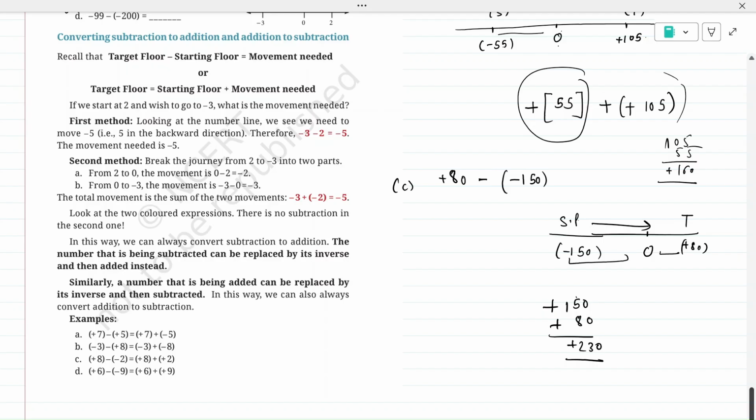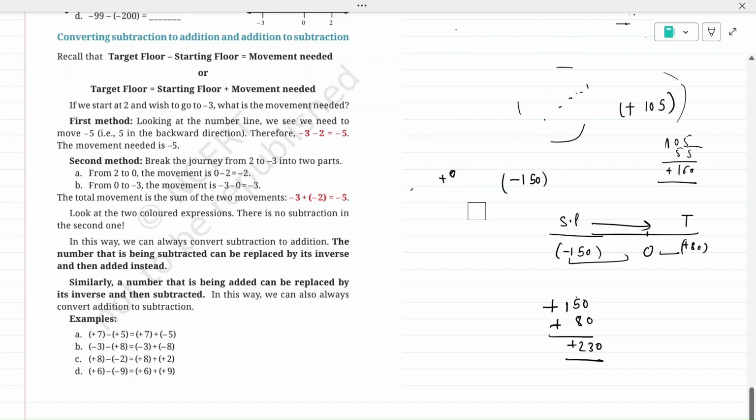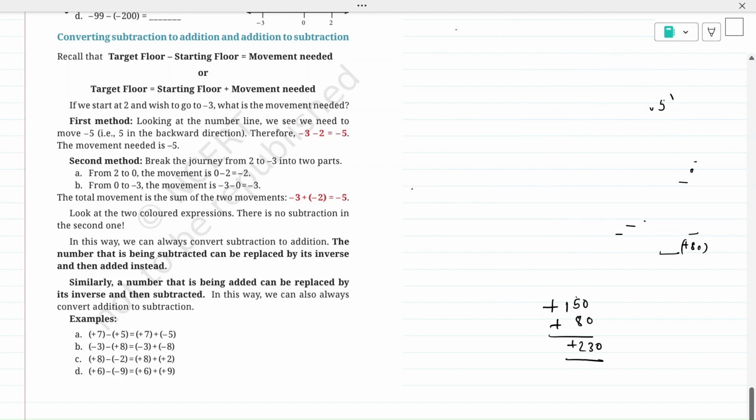Now what we have here is converting subtraction to addition and addition to subtraction. What it is saying is that we can solve these questions by converting addition to subtraction and subtraction to addition. We know the formula: target floor minus starting floor will give us the movement needed, that is, how much we have to move. Both of these we know.